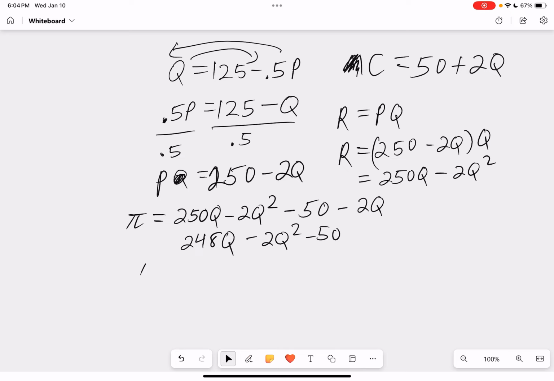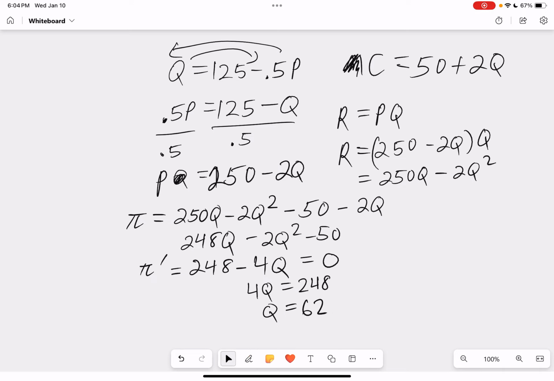Take the derivative, which is 248. 2 times 2 is 4. Drop the power on the Q by 1. So far, so good. That equals 0. I thought I had made a mistake there. Solve this for Q. So 4Q equals 248. So Q is therefore 62.